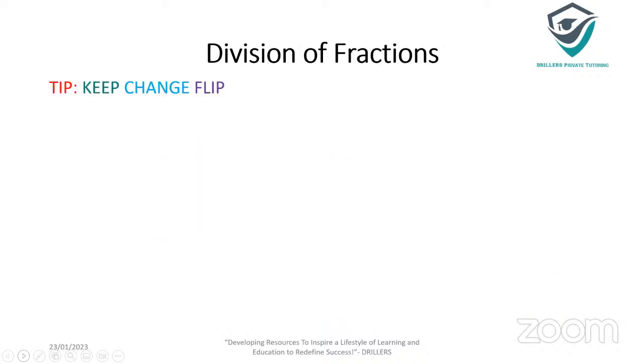So let's look at some examples. I've kept the tip there, keep, change, flip. Let's look at 3 questions. So we have 17 over 7 divided by 2 thirds. Remember, the first step they told us is to change mixed numbers to an improper fraction. We don't have any mixed numbers, so we don't have anything to change.